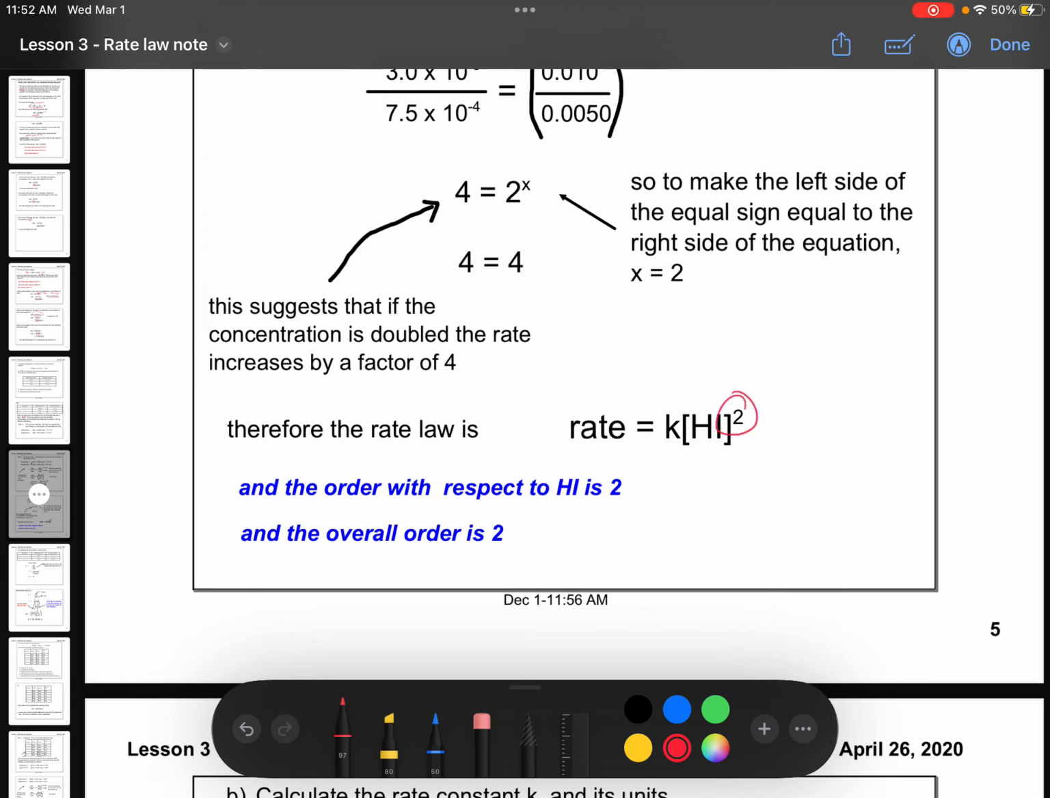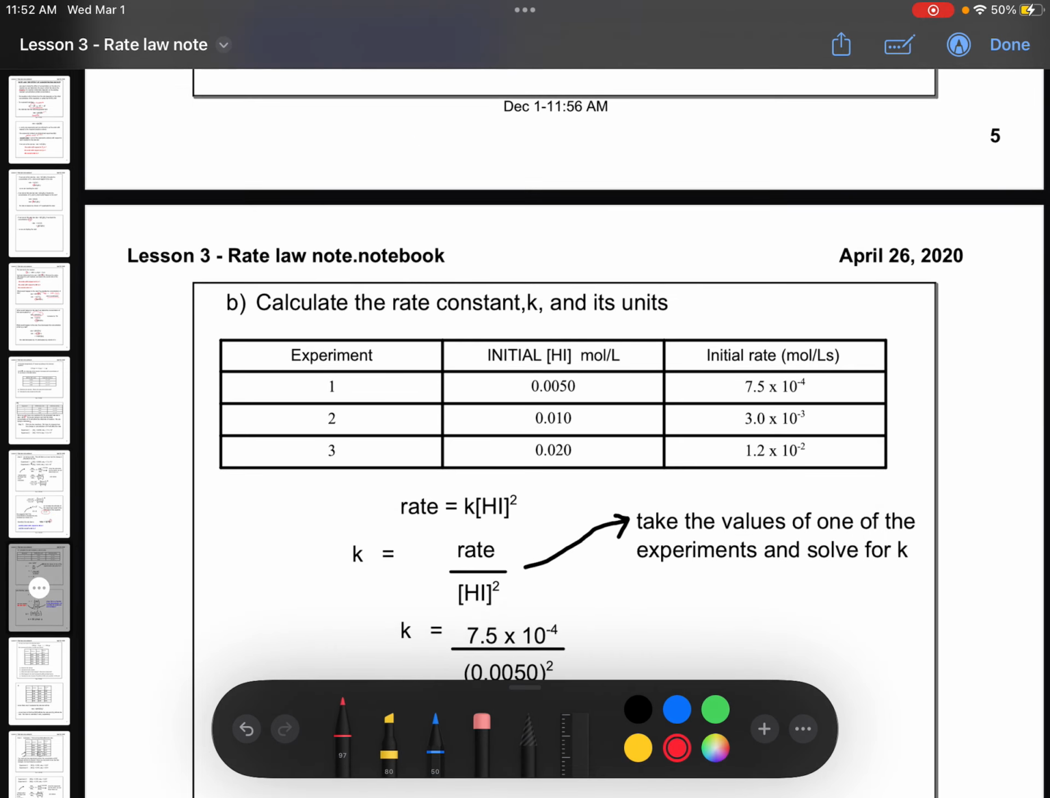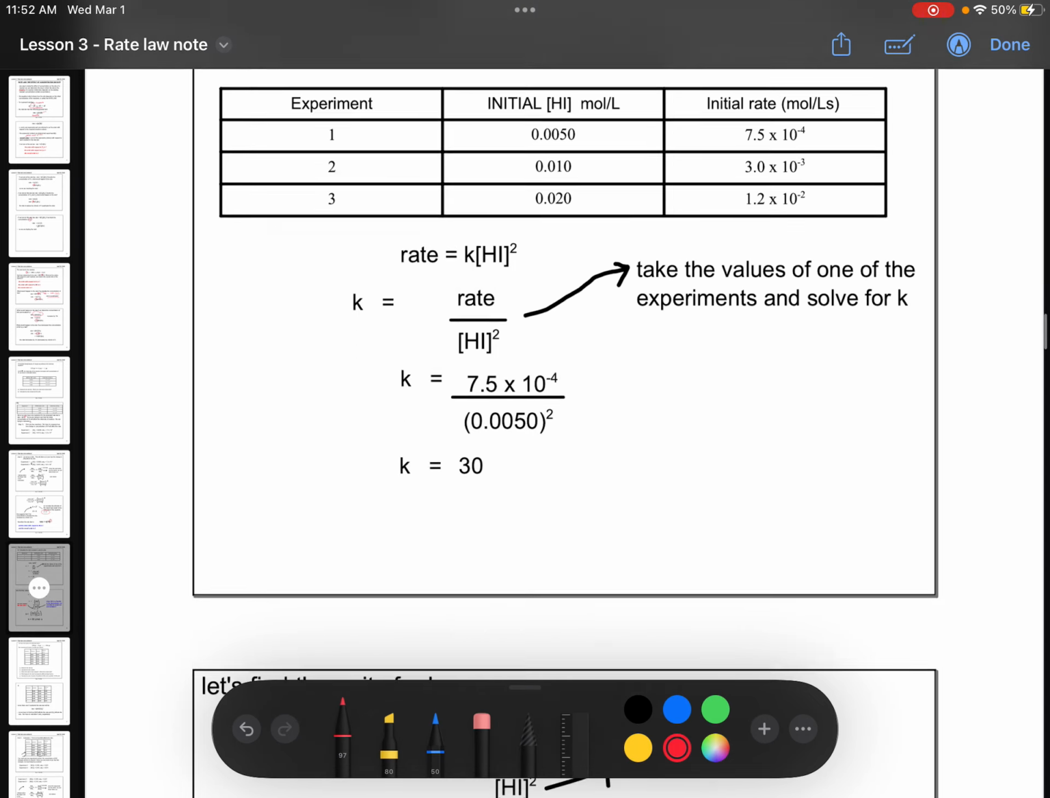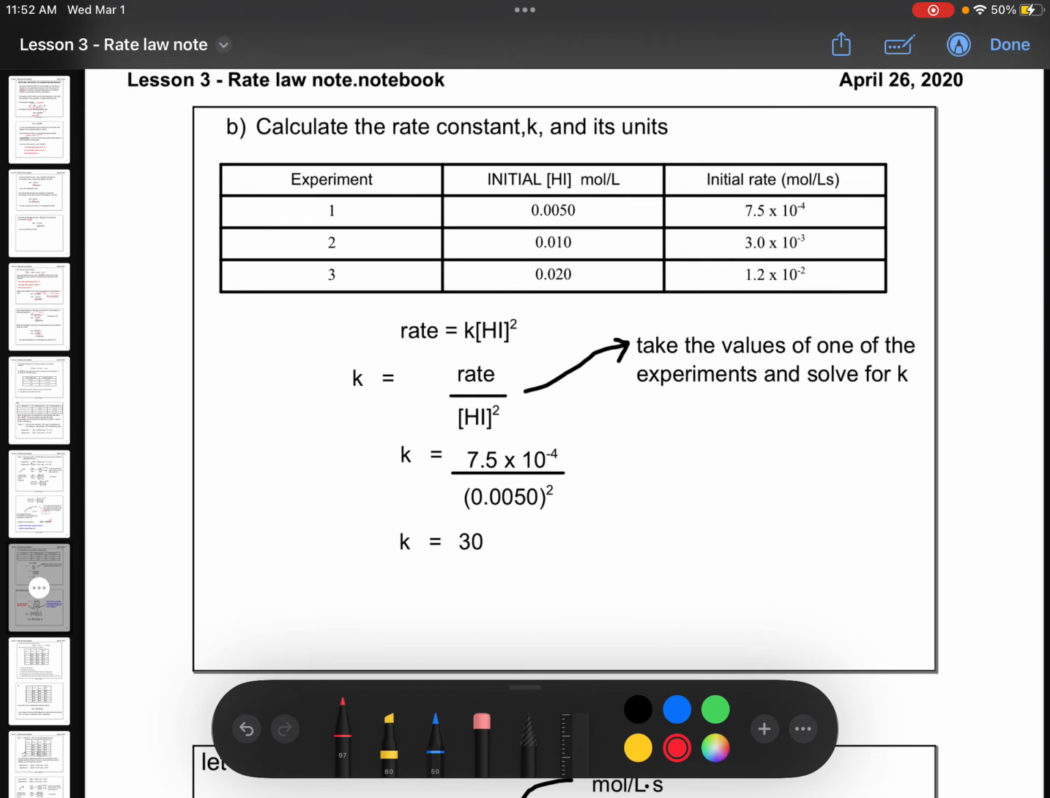Therefore we can determine that the exponent in the rate law is 2, because of what we just found of equaling left side versus right side. So the order with respect to HI is 2, and the overall order is 2. That is based off of the information that we found, subbing all of it in. Now, we have to calculate the rate constant and its units. Based off of the experiments given, we're going to take, once again, any of our experiments. We're going to take the rate and then divide it by its initial concentration.